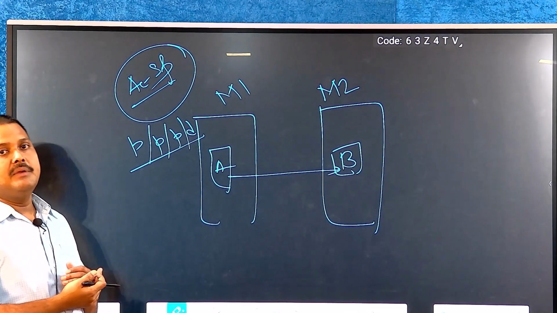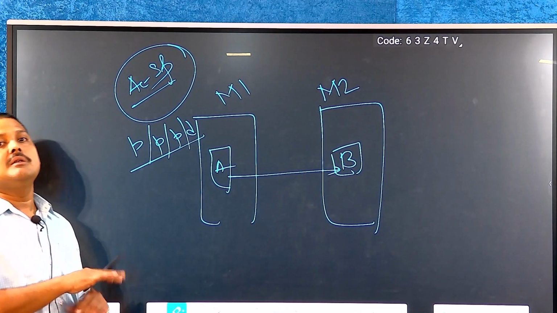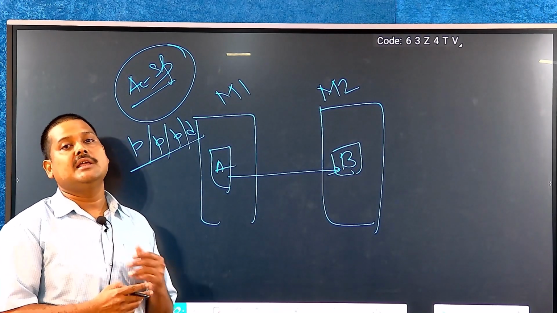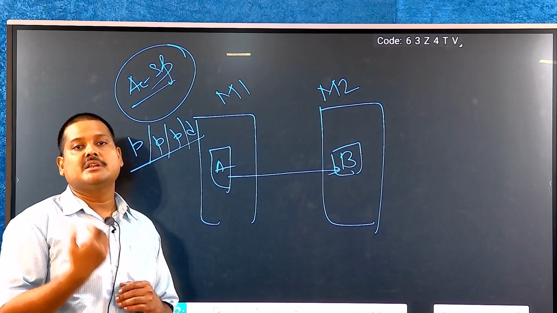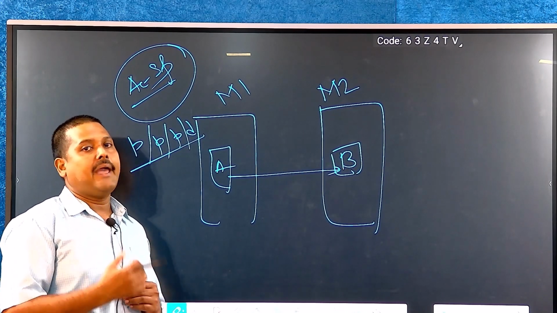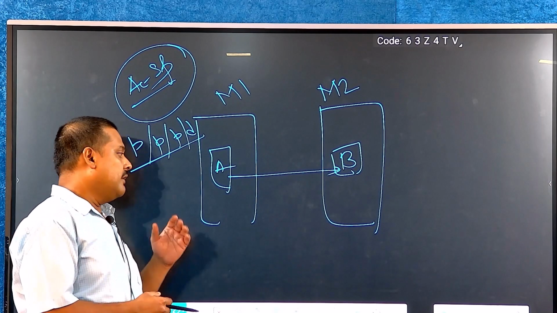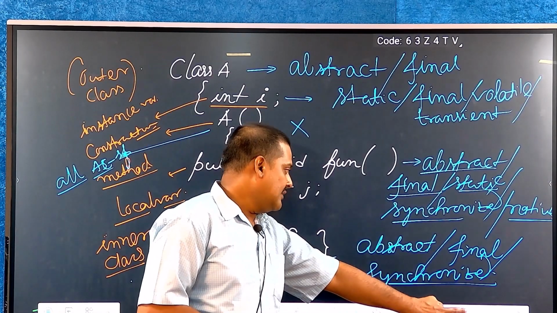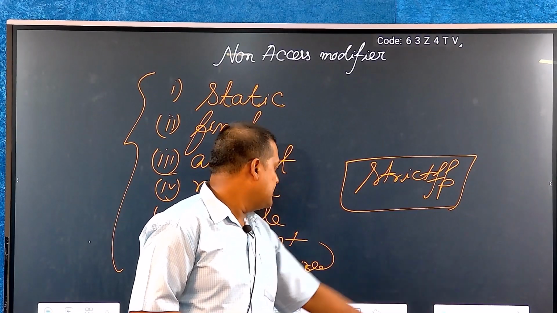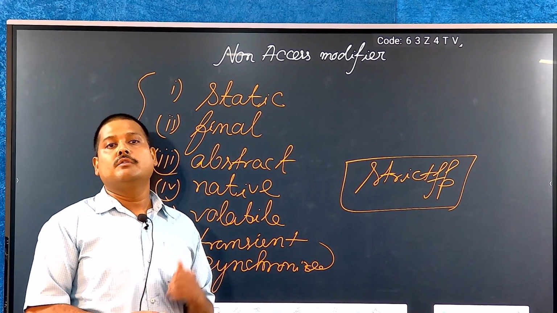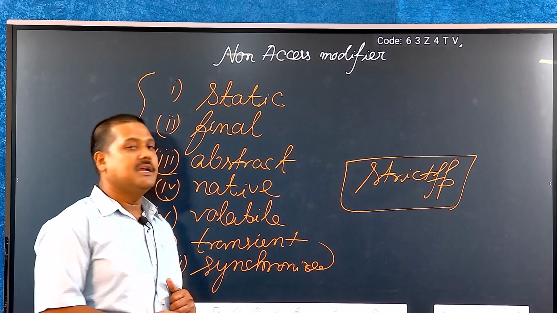By that behavior, we can know how it will behave. For instance, whenever a member is declared as static, we can access that member without creating the object, or without instantiation. Okay. So, these are the non-access modifiers. Just have a look at these non-access specifiers. In our next video, we will discuss all of these things in detail. Thank you.